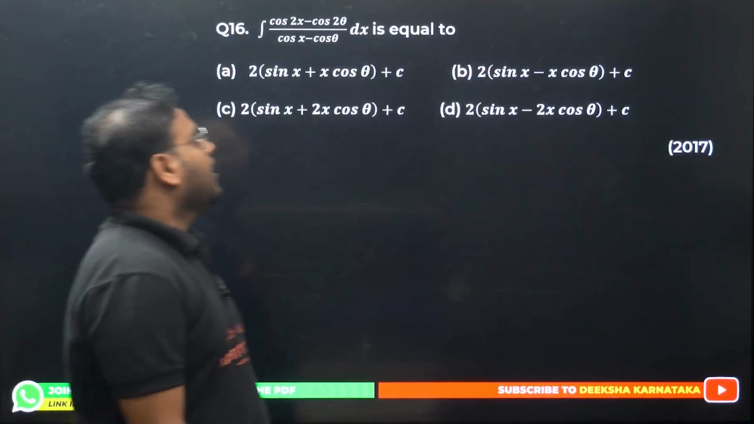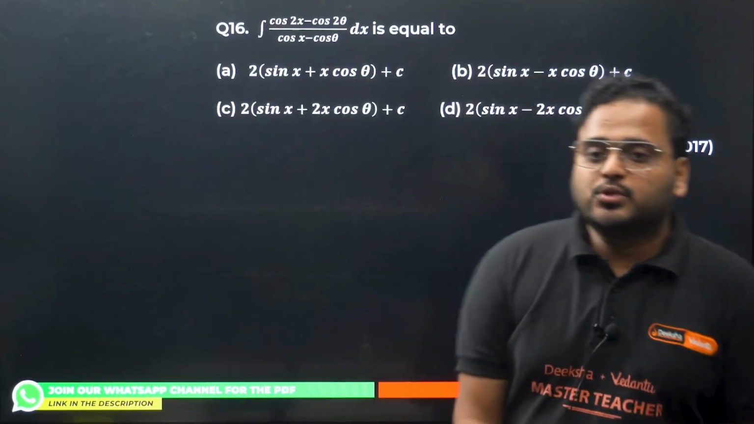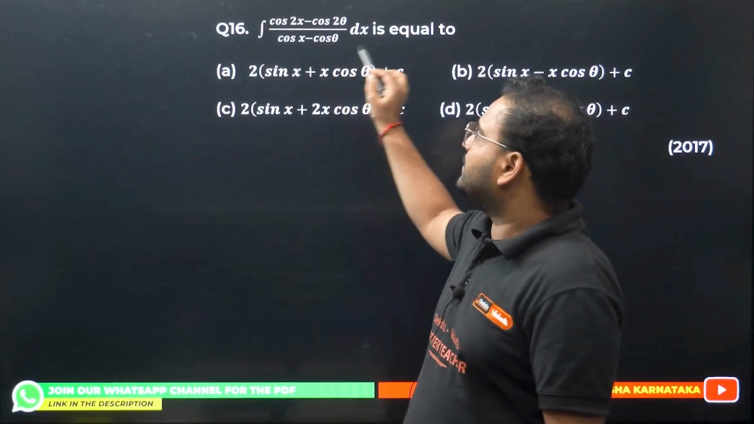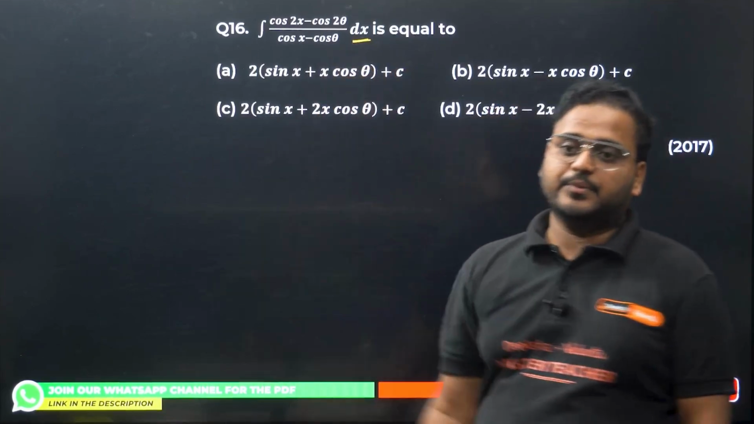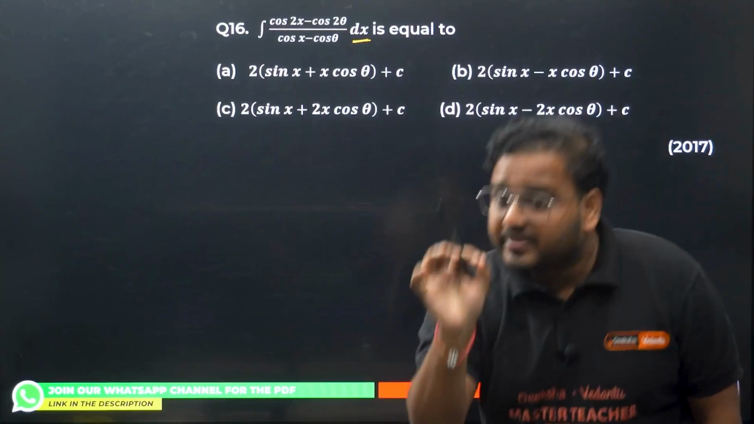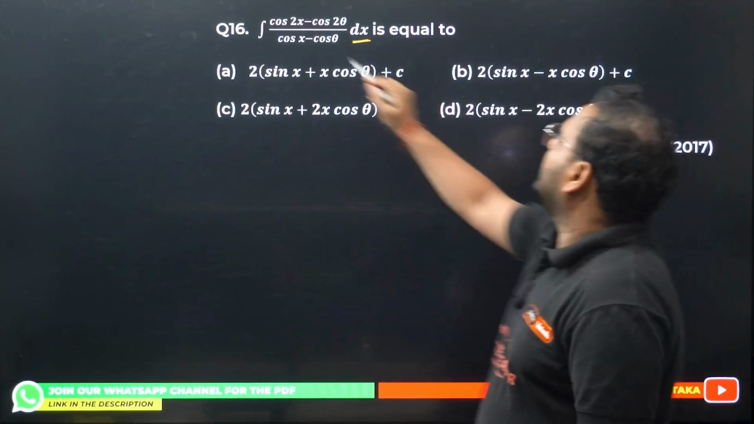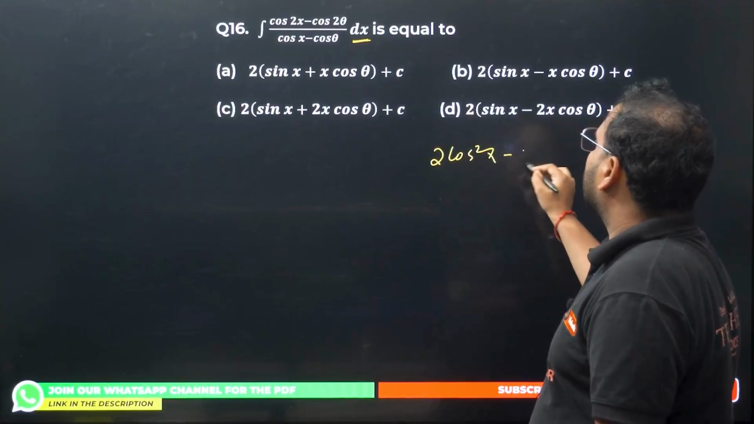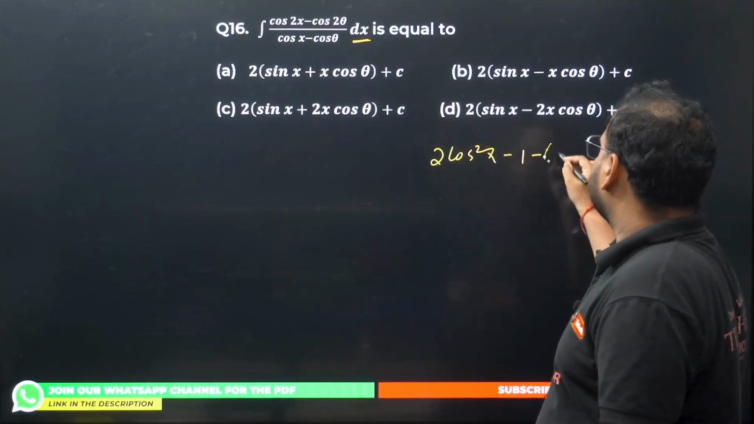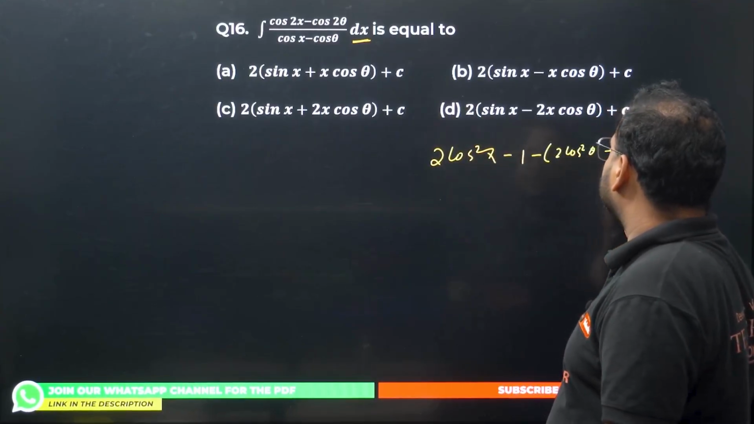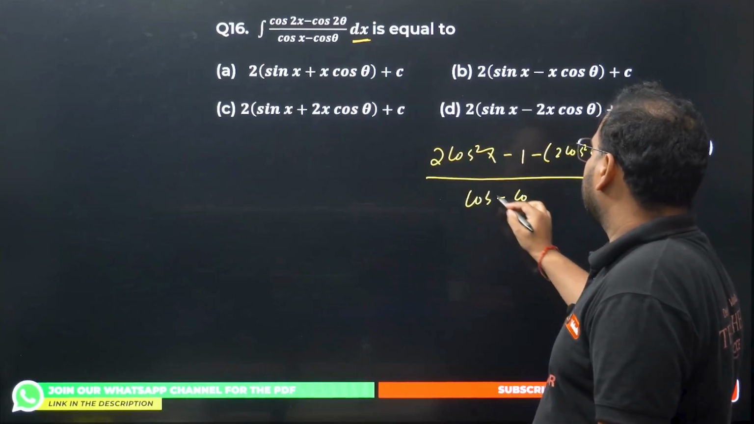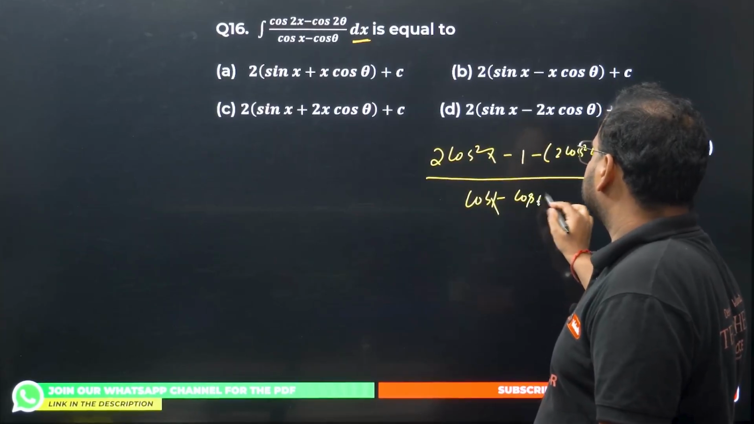Okay. Cos 2x minus cos 2 theta, over cos x minus cos theta. What is the variable over here? Both of them? No. Only x is the variable, not both. Formula of cos 2x: 2 cos square x minus 1. Cos 2 theta: 2 cos square theta minus 1. This as it is, cos x minus cos theta.